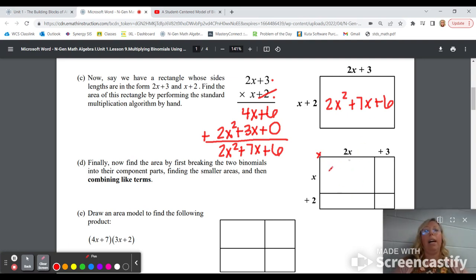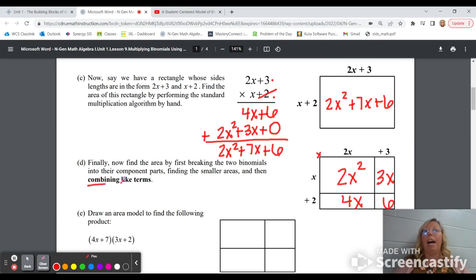So what's getting multiplied in this big box right here, the 2x and the x? So 2x times x is 2x squared. What are we multiplying here in this corner box? 3 times x, so that's 3x. What's getting multiplied in the bottom box? 2x times 2 is 4x. And then in this little corner box, 3 times 2 is 6.